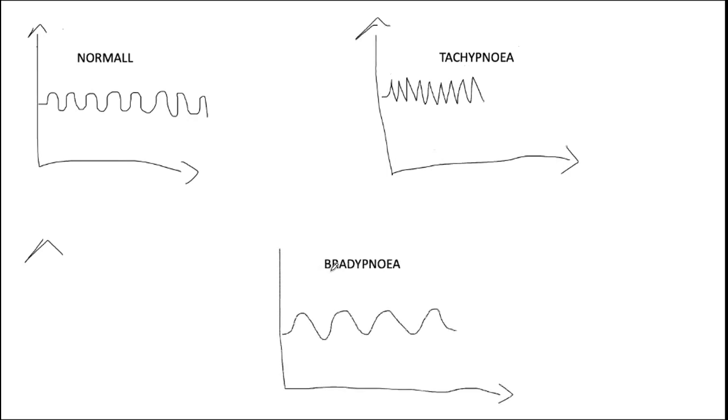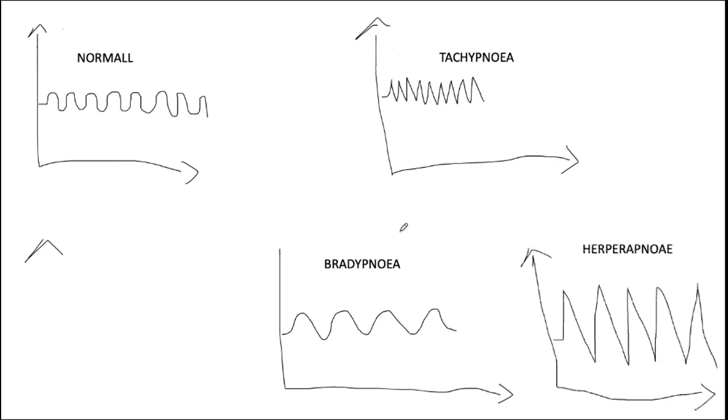Now let's look at this. It's bradypnea. Brady means slow. Pnea means breathing. So this is slow respiration or slow breathing. So look at how the waves are very far apart from each other. So that is bradypnea, meaning you're breathing very slowly. Now, these are the changes when it comes to time. Let's look at the changes for the amplitude.